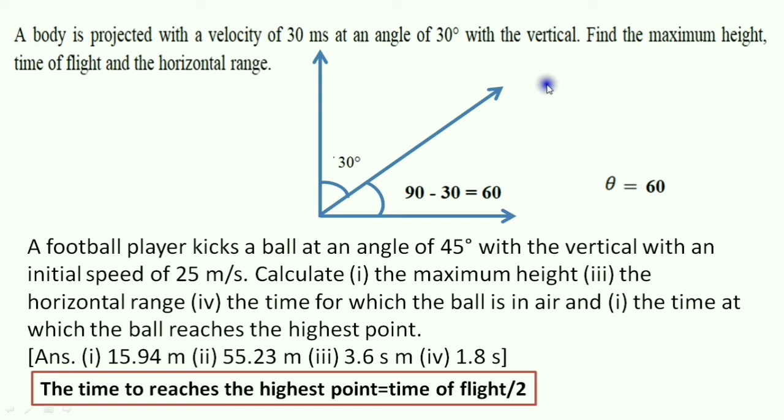So always remember, if the angle is with the horizontal, theta is given. If the angle is given with the vertical, we have to find theta by subtracting it from 90 degrees.